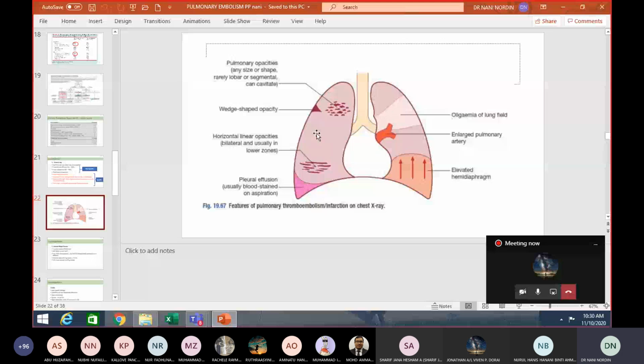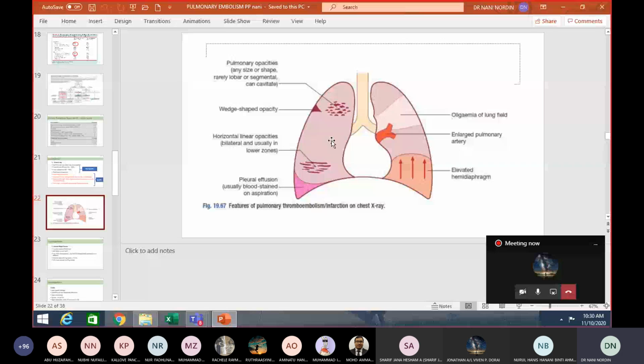Pulmonary opacities. Okay, so these are the findings on chest X-ray which you might find, but most of the time the chest X-ray will be normal.